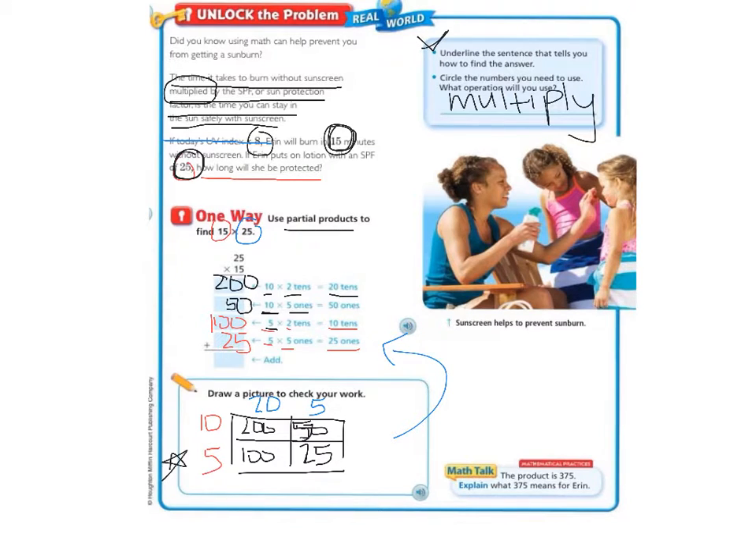So I have 0 plus 0 plus 0 plus 5 is 5. And then I have 0 plus 5 plus 0 plus 2. 5 plus 2 is 7. And then I have a 200 and a 100. So 2 plus 1 is 3. So when I take all of my partial products and add them together, I get 375. So she can stay in the sun for 375 minutes and she will be protected.